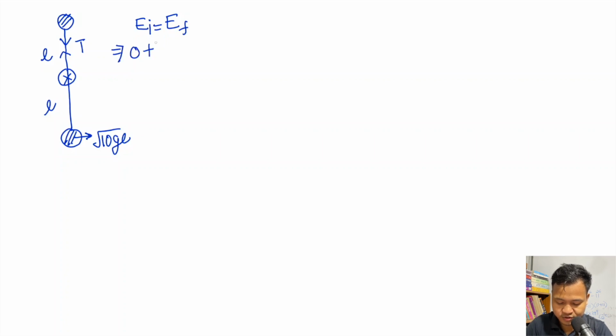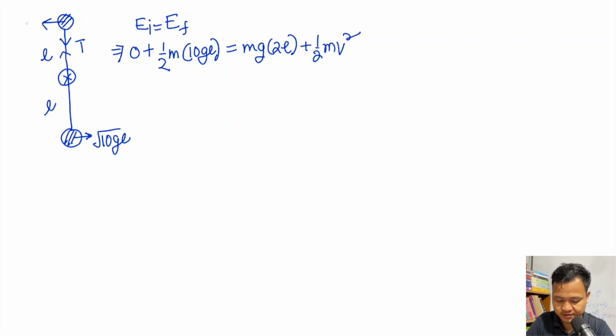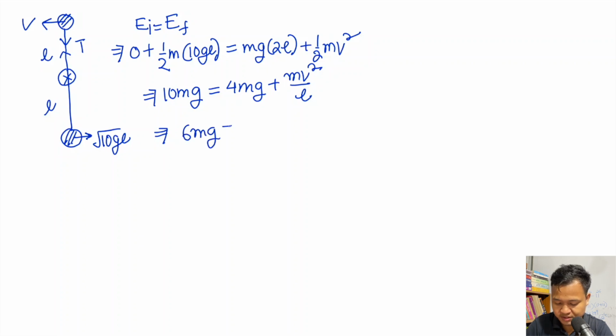Initial potential energy is 0 plus half into m into 10gL. This should equal the final potential energy, mg into 2L, the height being 2L, plus half into m into v square, where v is the speed at the topmost point. Multiply by 2 and divide by L on both sides. So I will have 10 mg equals 4 mg plus mv square divided by L. So 10 minus 4, so 6 mg equals mv square divided by L.